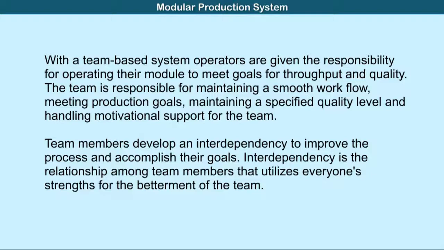Interdisciplinary teams are basically, in this particular case, the relationship among team members that utilizes everyone's strength for the betterment of the team.